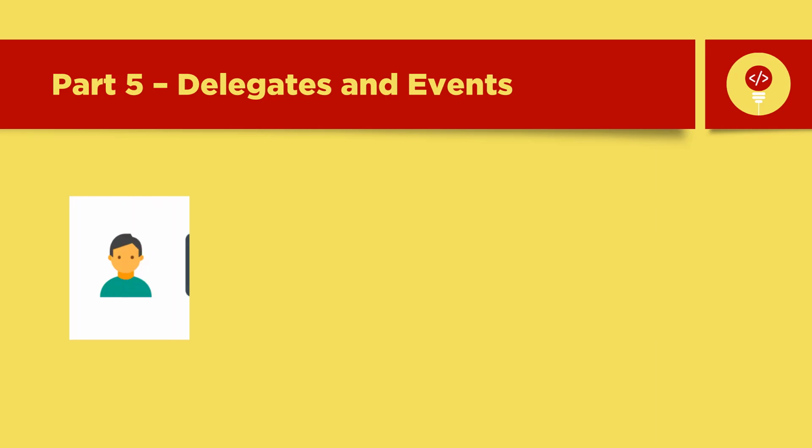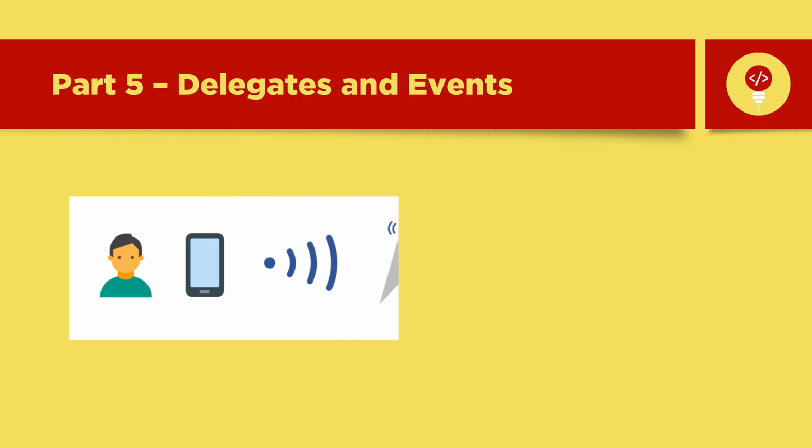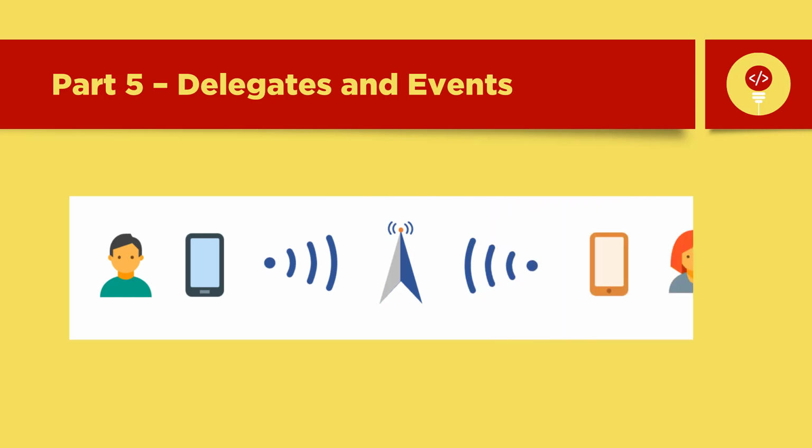Imagine using a phone and calling a friend. The phone system has the architecture to use the phone number and route your request and ring your friend's phone. Your friend checks the caller ID and he sees that you are calling him. Then your friend accepts the call. When you dialed your friend's phone number, you raised an event.